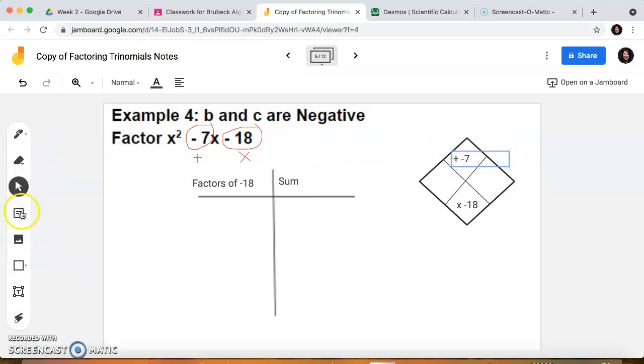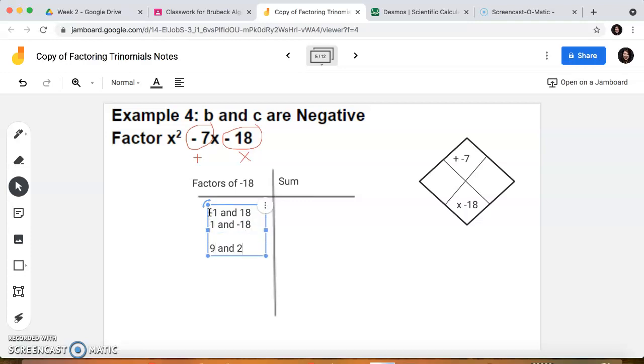So factors of negative 18. Let's see, we could do 1 and 18, but again, the problem is it needs to be negative. 1 times 18 equals a positive 18. So one of the numbers is going to have to be negative. We could do a negative 1, and we could also then do a negative 18.